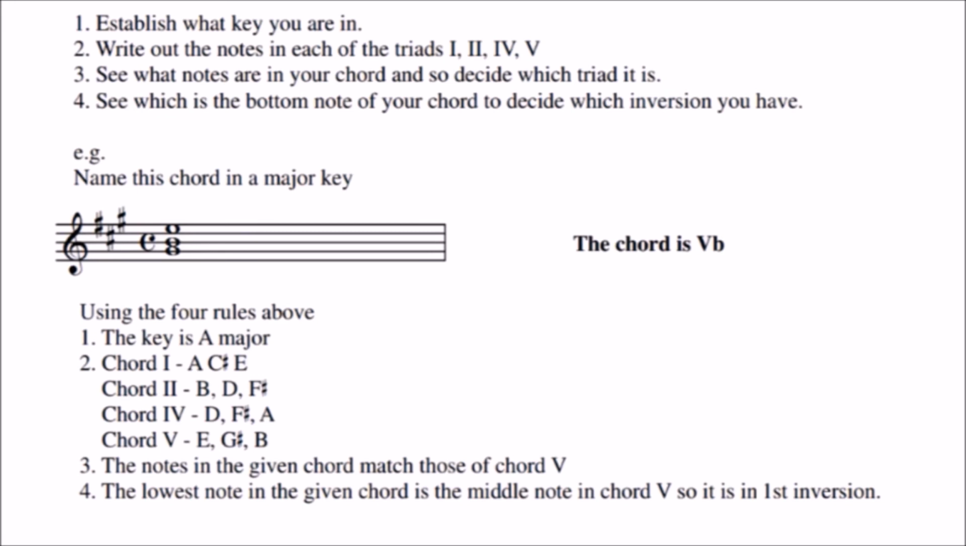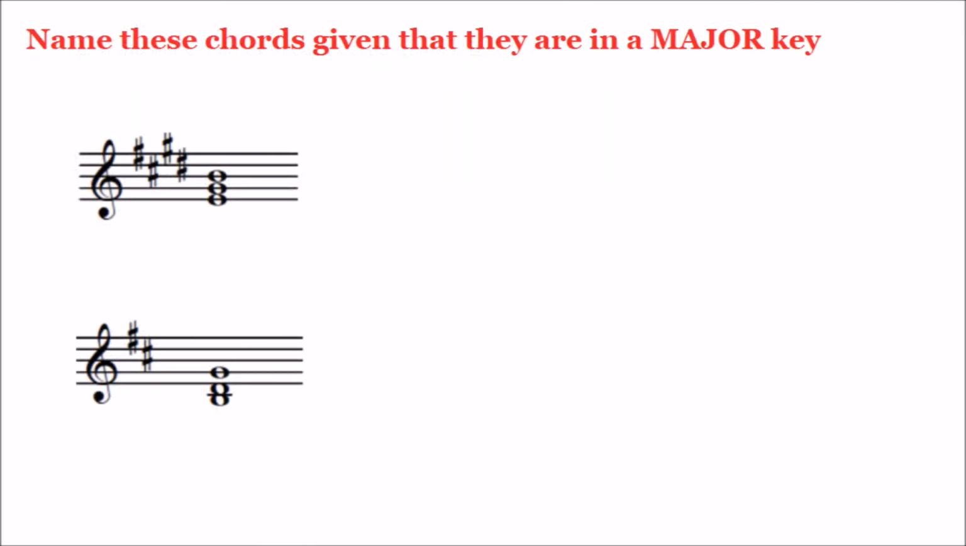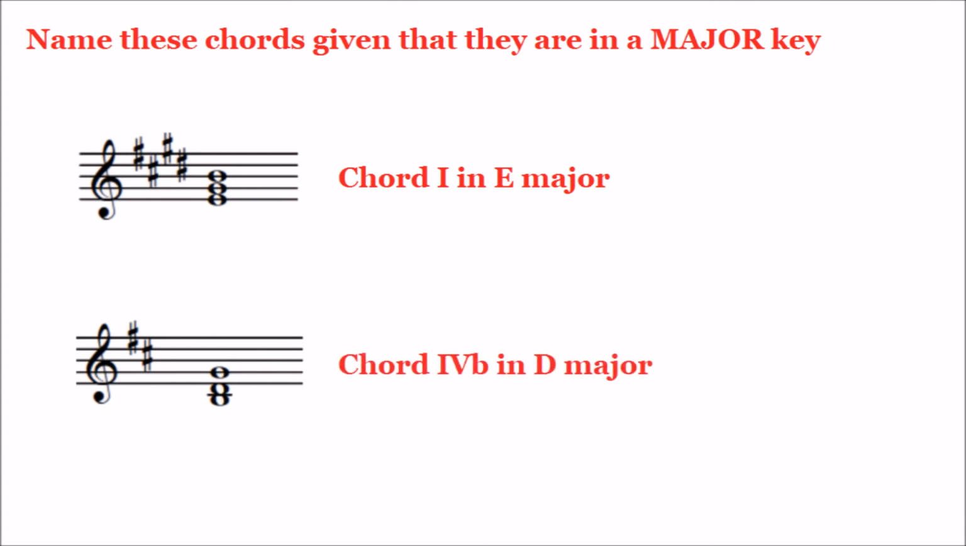Now let's see how much you have understood. Could you name these chords? The first one is chord I in E major, and the second one is chord IVb in D major.